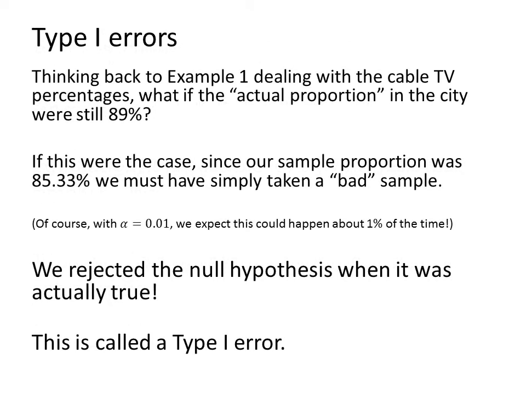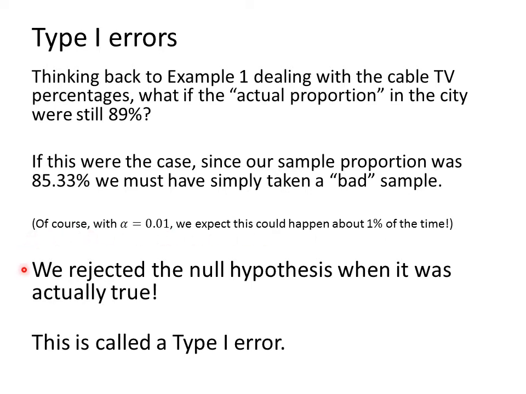Thinking back to example 1, the one that was dealing with the cable TVs and the percentages, what if the actual proportion in the city was still 89%? That is, if this were the case, our sample proportion said that it was 85.33. What if that was just an unlucky sample, but the actual proportion was still 89? Then, since we rejected the null, we would have gotten it wrong. Now, since the alpha level is 0.01, we expect that this is going to happen about 1% of the time.